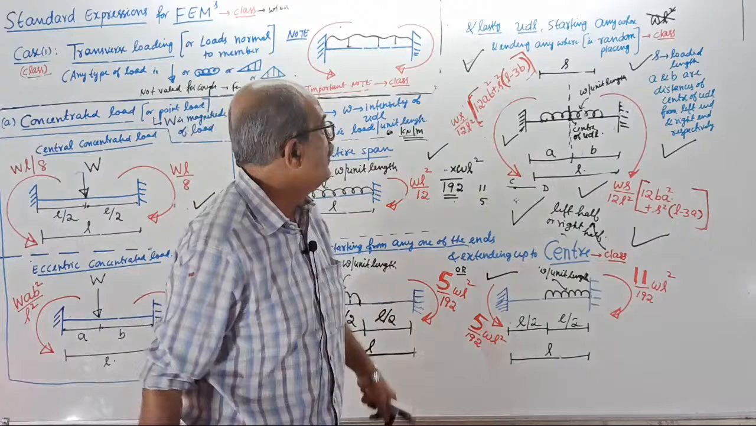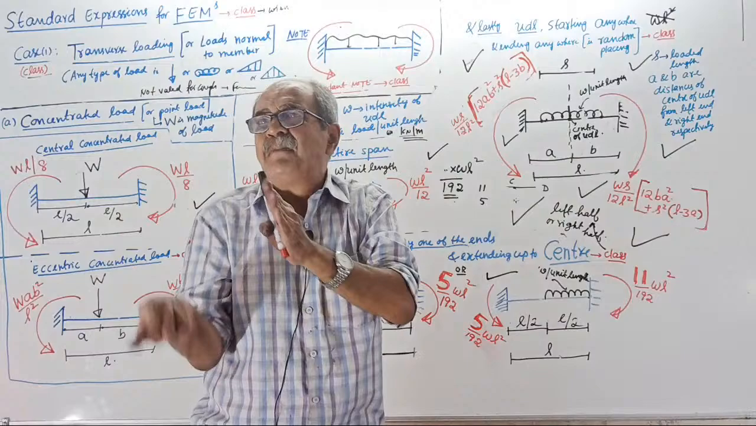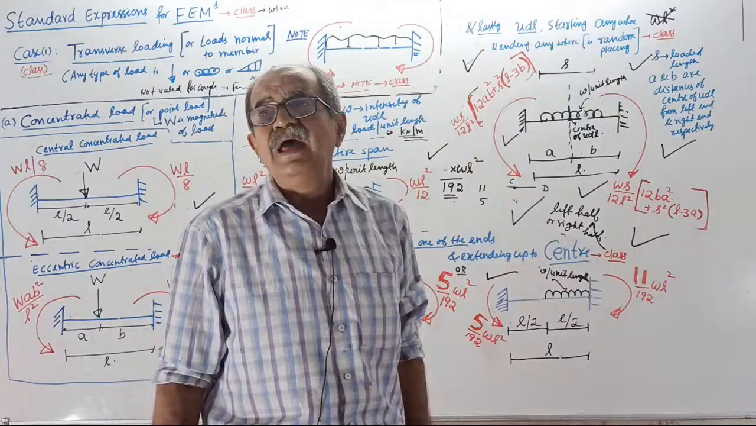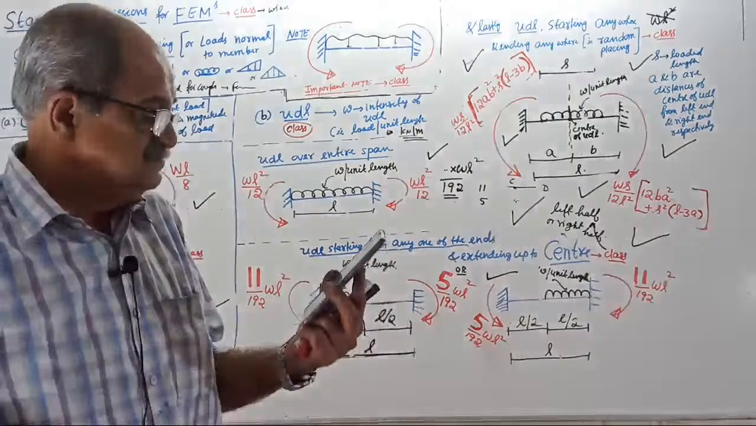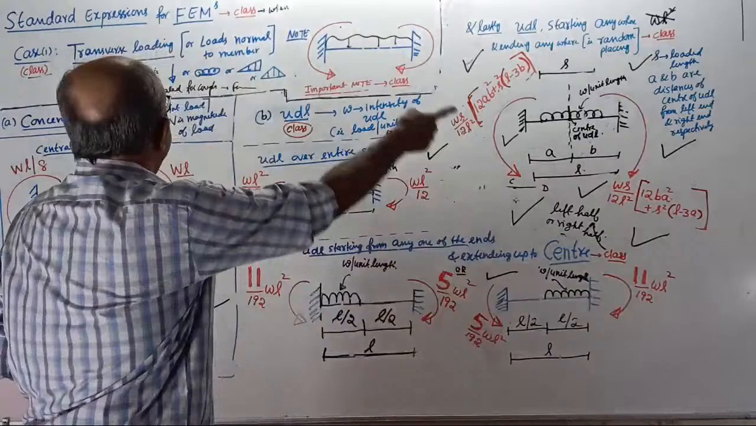Now, point load either center or eccentric. UDL either full span or left half, right half or randomly placed. Everything crystal clear means I will rub the board and start UVL. And then I will tell for couples, then I will tell for support settlement, finish all the standard formula. Tell me, if crystal clear, what I wrote, take a screenshot, and in a drawing sheet, write everything.